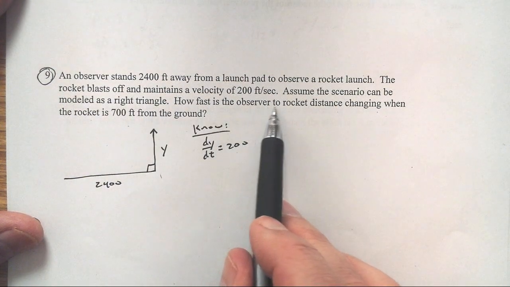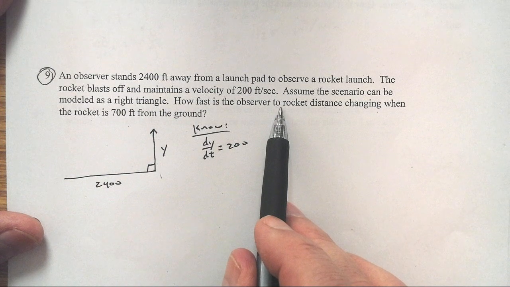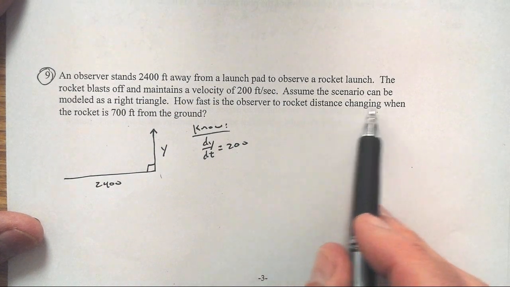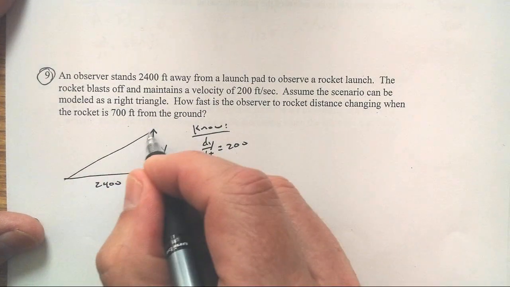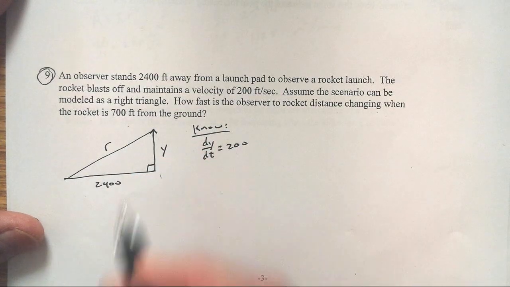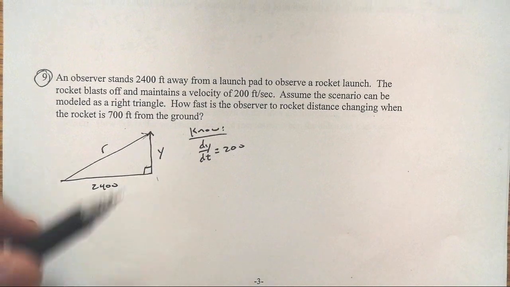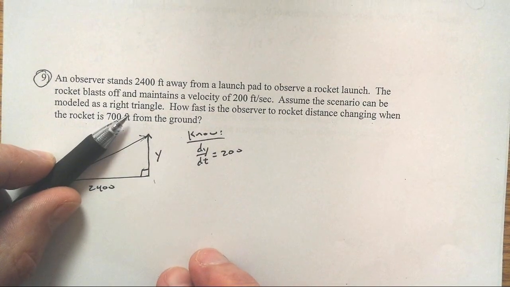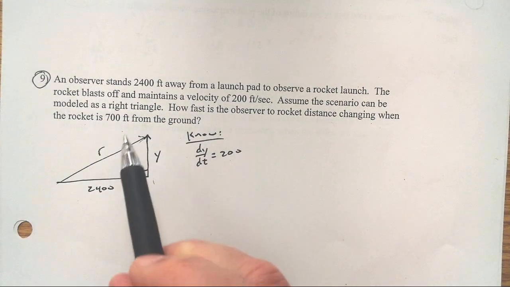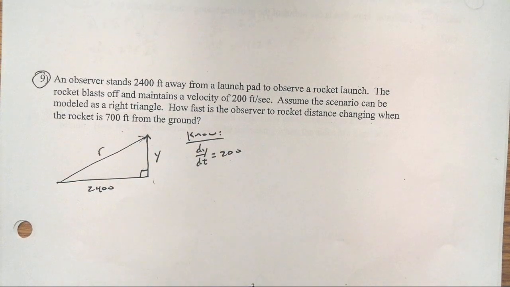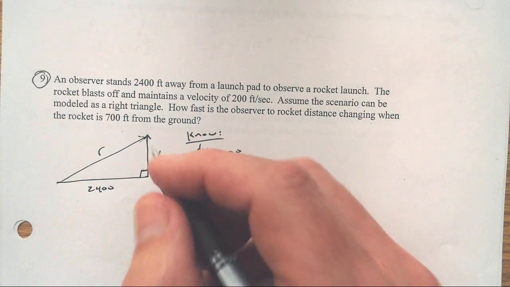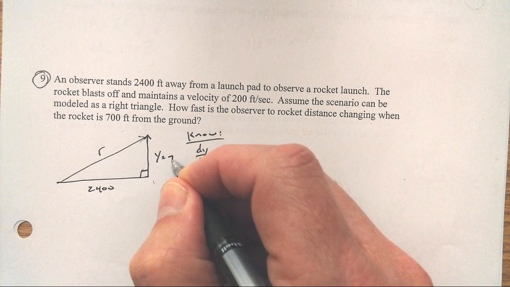How fast is the observer to the rocket distance changing? They're looking for this right here. I'm going to call it r. There's our distance here. How fast is it changing? And as the rocket goes up, that is clearly getting longer. And when the rocket is 700 feet from the ground, there's our snapshot right there.